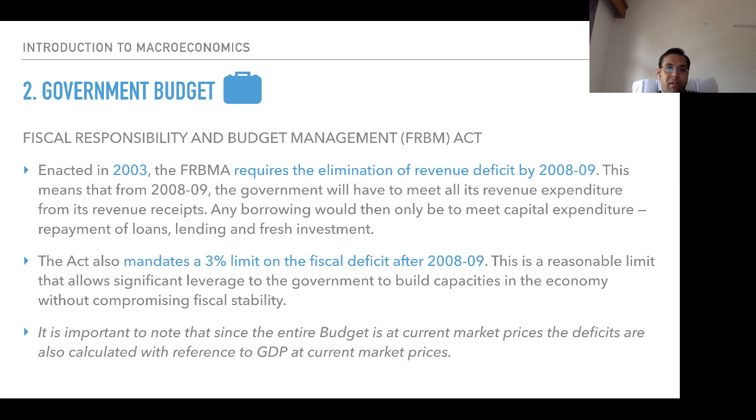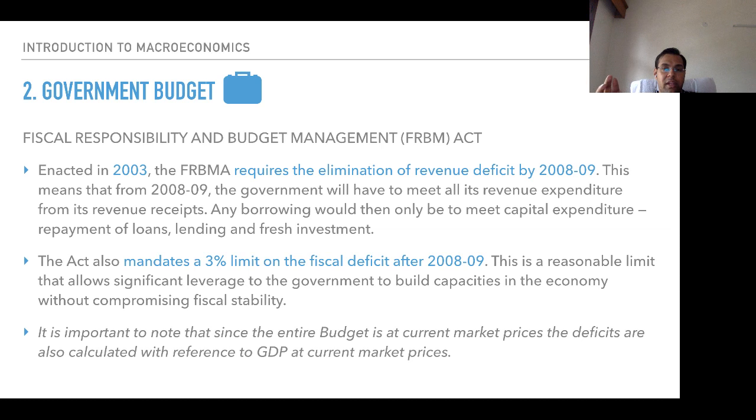Followed by that is the government budget. Government budget is a summarized version of revenues and expenses. So it depends. Revenues exceeding expenditures or vice versa results in a surplus or a deficit. Revenues exceeding expenditures are surpluses. Expenditures exceeding revenues are deficits.